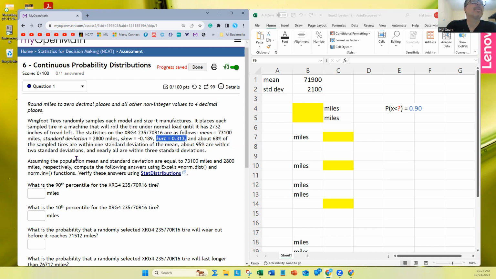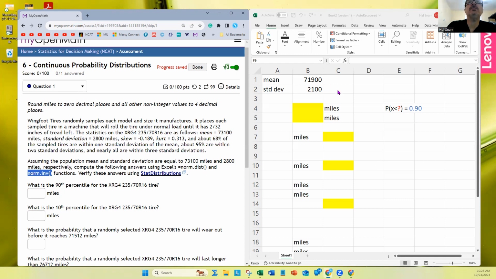Okay. Assuming the population mean and standard deviation are equal to the sample mean and sample standard deviation, we're going to compute the following answers using Excel's norm.dist and norm inverse functions. Then we're going to verify these answers using statdistributions.com.